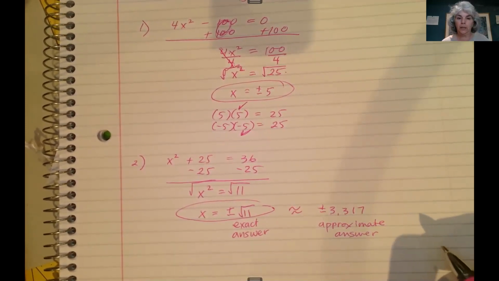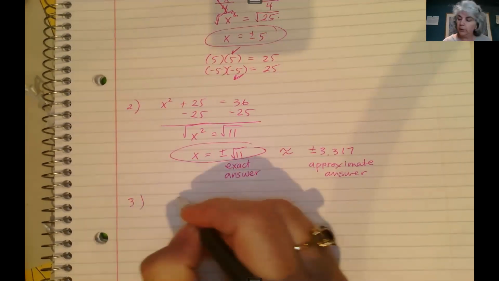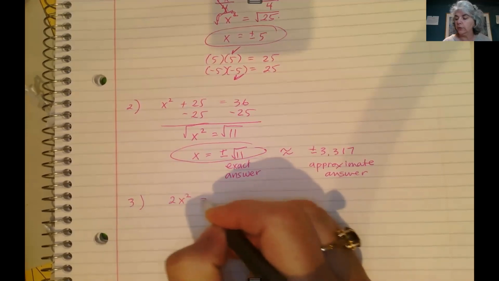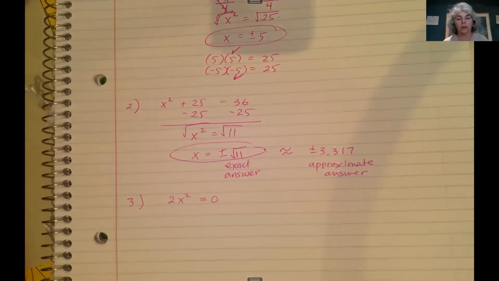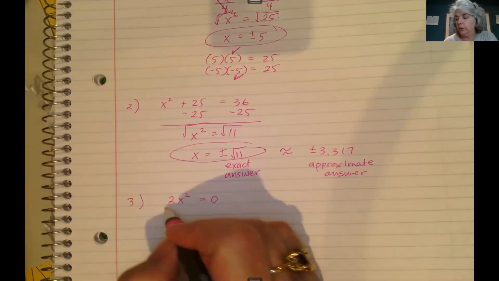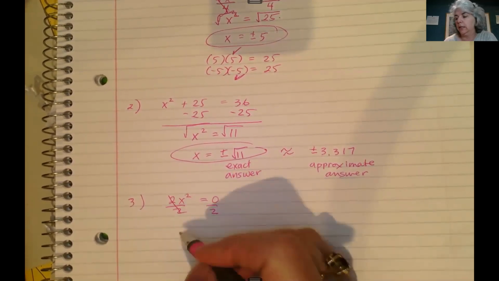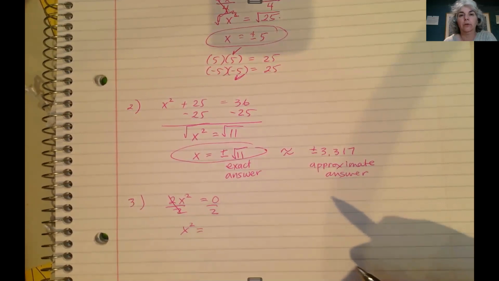Okay, I'm going to go on. The next example is 3, and we have 2x squared equals 0. All right, so let's take a look at what happens here. I'm going to divide both sides by 2 like normal. That gets that to cancel out, and I get x squared equals, what is 0 divided by 2?